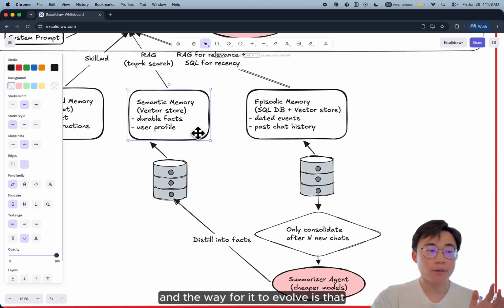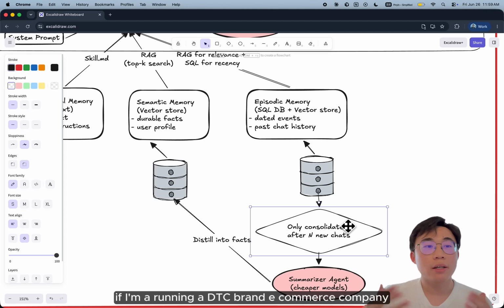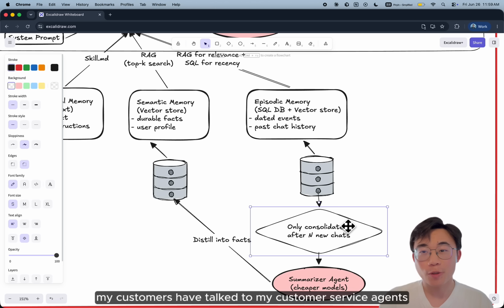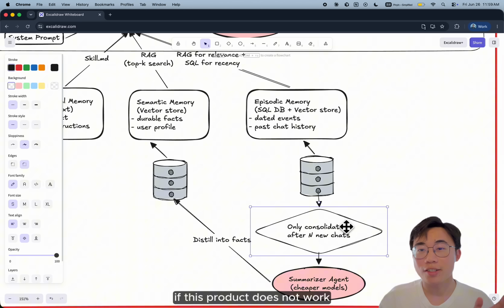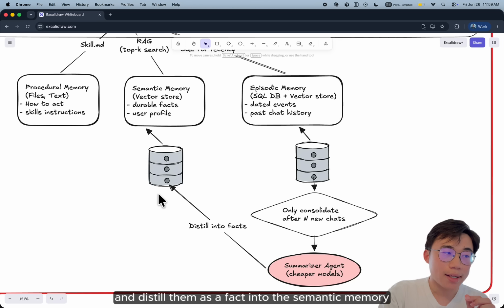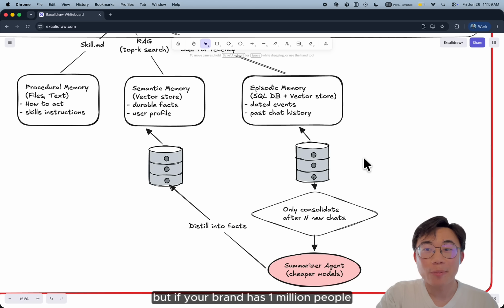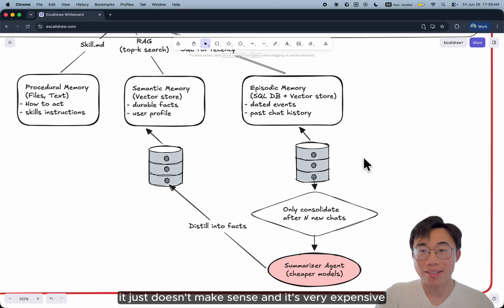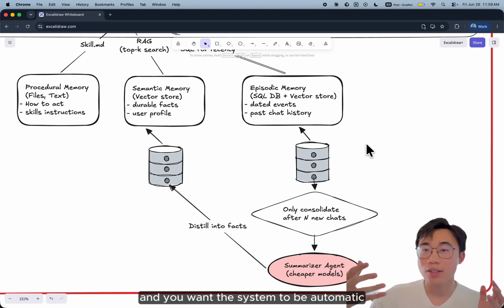And the way for it to evolve is that you want to consolidate some of the conversations into this semantic memory. If I'm running a D2C brand e-commerce company, perhaps my customers have talked to my customer service agents 1 million times about how to get reimbursed if a product does not work. You want to consolidate these conversations and distill them as a fact into the semantic memory. And that's why here we have a little gate. If your brand has 1 million people purchasing products from it, let's say you're Alibaba or Amazon, it just doesn't make sense and it's very expensive. So from a harness perspective, you want to be smart about this and you want the system to be automatic.